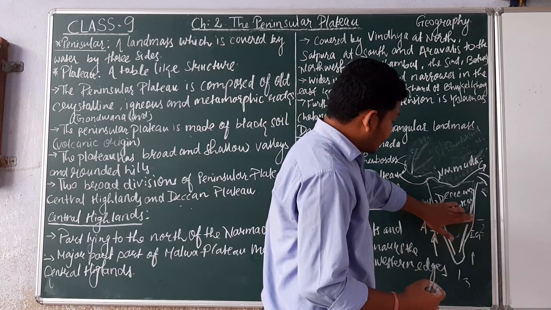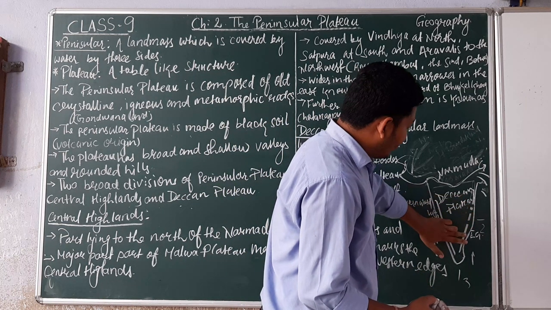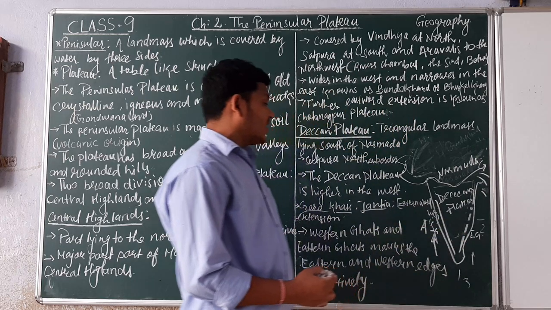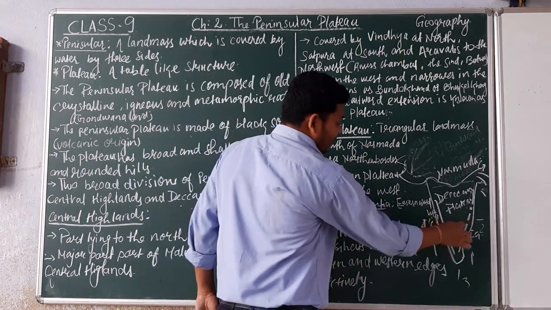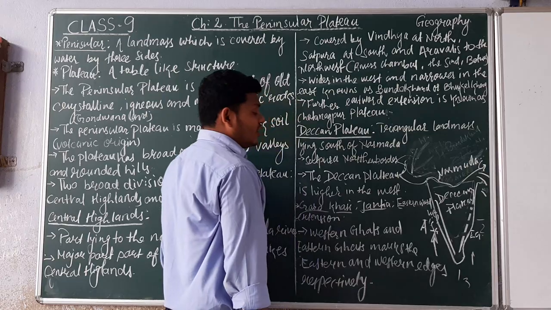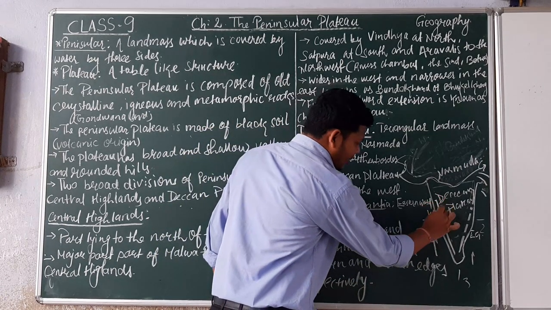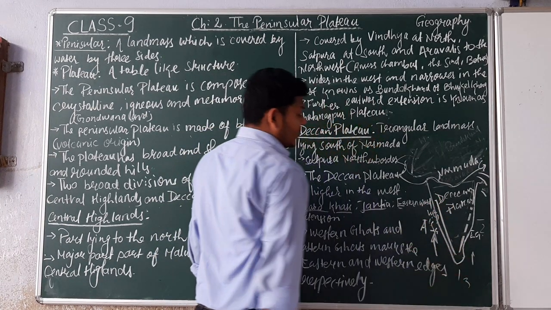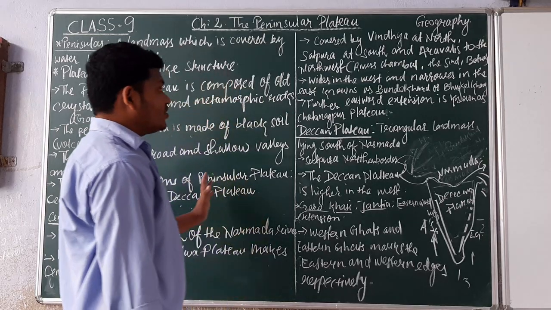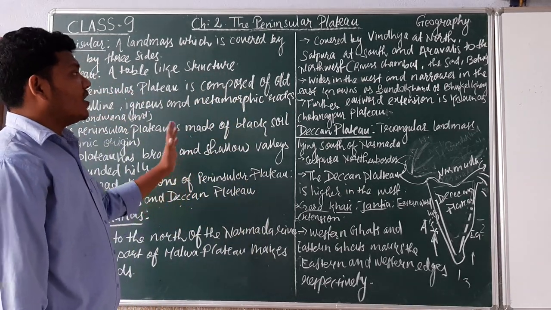The Eastern Ghats are less continuous and have breaks in their range, whereas the Western Ghats are continuous. So this was the end of this section, the Peninsular Plateau.